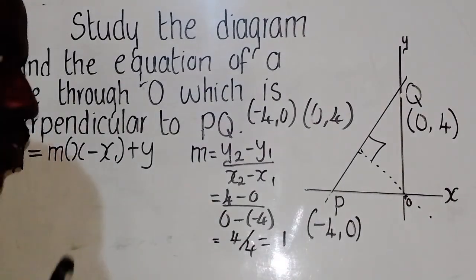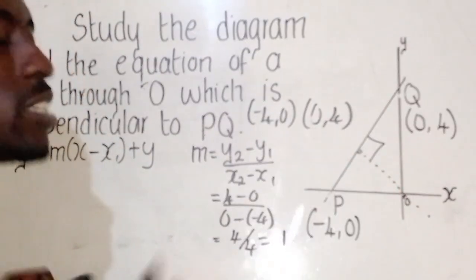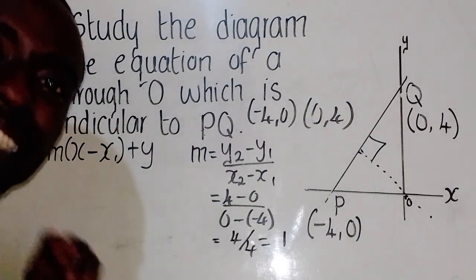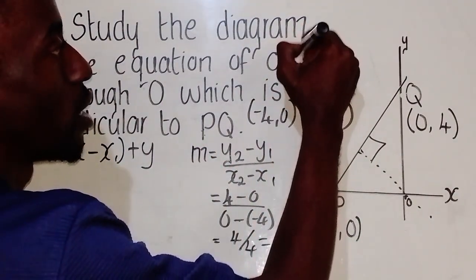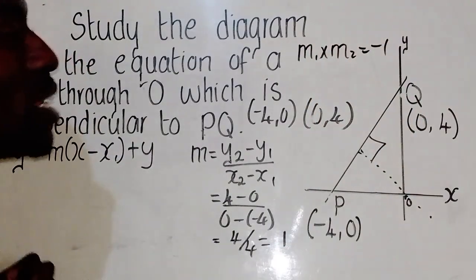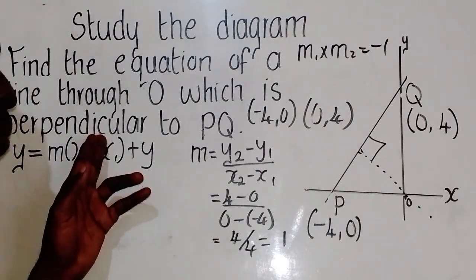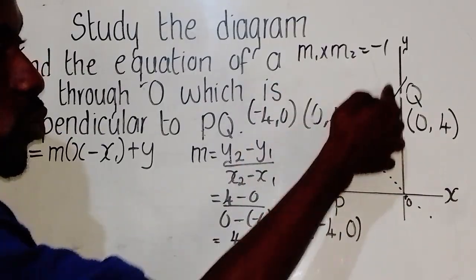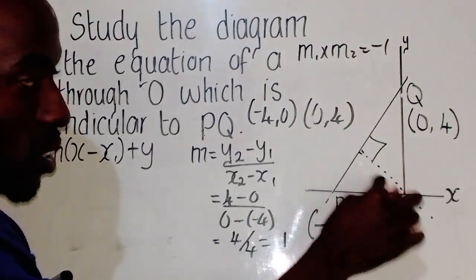Now, we don't want to find the gradient for this one. We want to find the gradient for this line, which is perpendicular. So if you want to find the gradient for the line which is perpendicular, we use another formula. We say m1 multiplied by m2 is equal to negative 1. We use this one when the question says perpendicular. Now gradient 1 is for this line we have solved, which is 1. Gradient 2 is for this line.